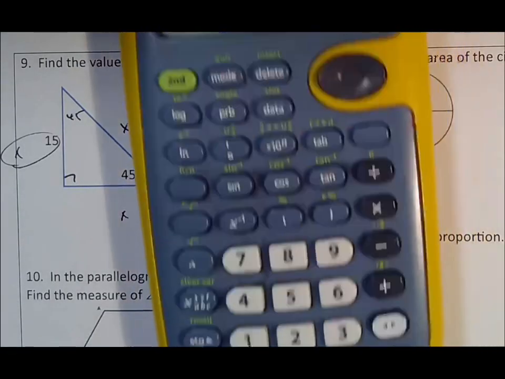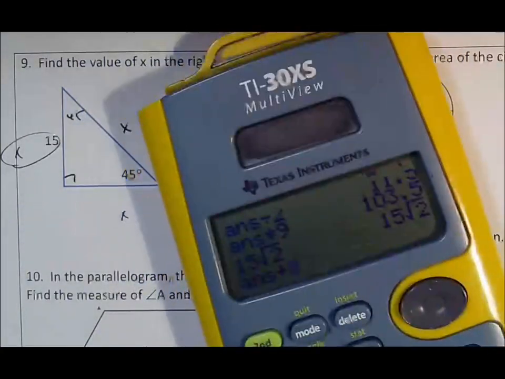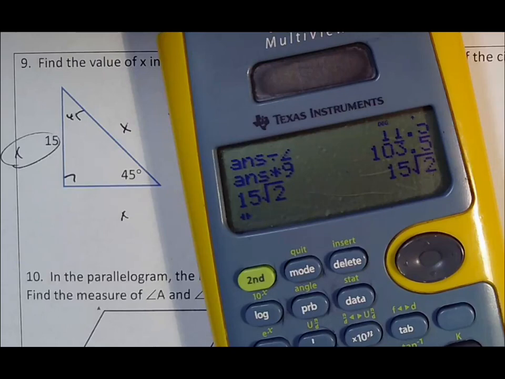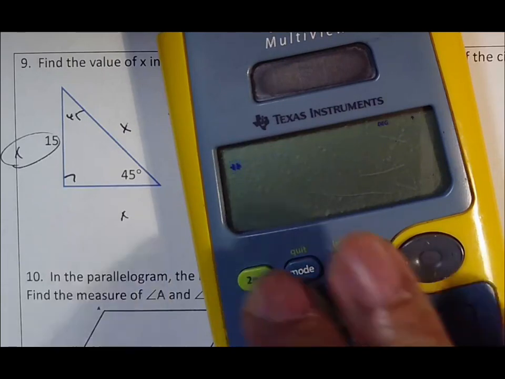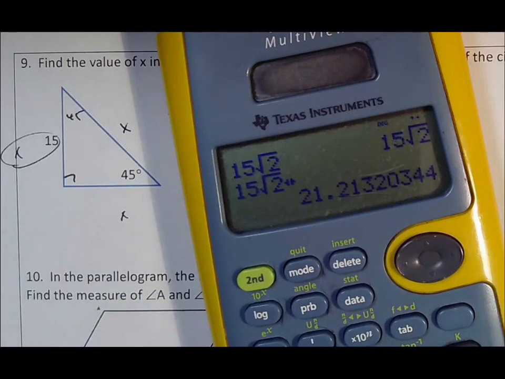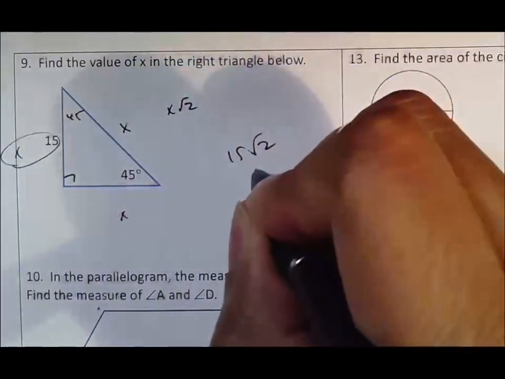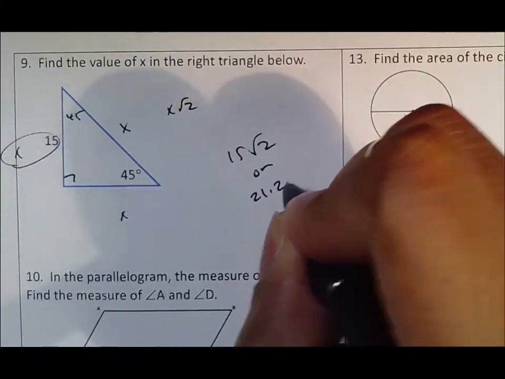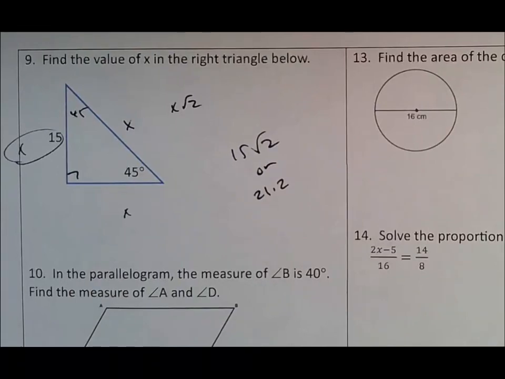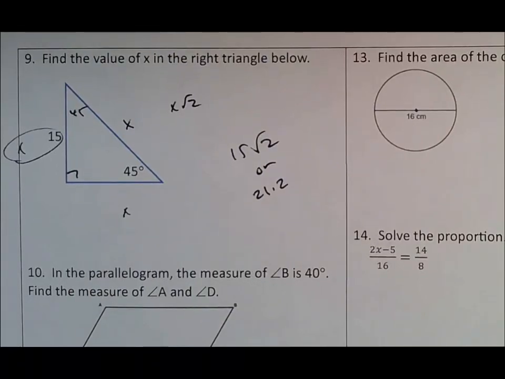and convert it using that conversion button there. No, I hit the wrong button. Of course I did it wrong. 15 square root 2 and then conversion button gives 21.2. But again, either one of those two things work. Just remember that both of those answers do exist, and because it's multiple choice, all you've got to do is check to make sure everything makes sense.